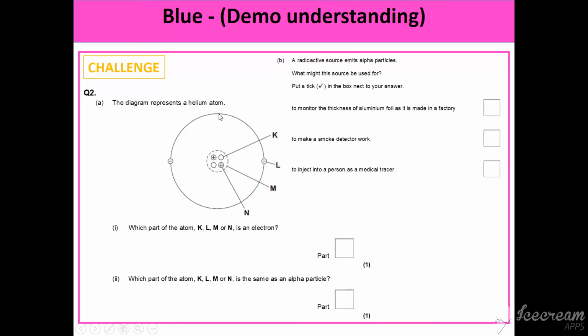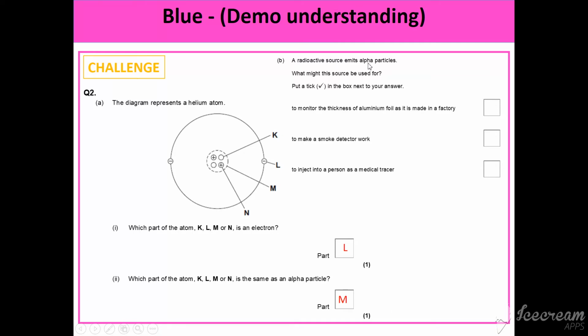Next question, we have a diagram of helium here. Which part of the atom represents an electron? You should know this at the back of your hand. It's L. These electrons orbit in the shells around the nucleus. Which part of the atom, K, L, M or N, represents an alpha particle? Remember, an alpha particle is a nucleus of a helium atom, so it's this part in the middle, which is M.